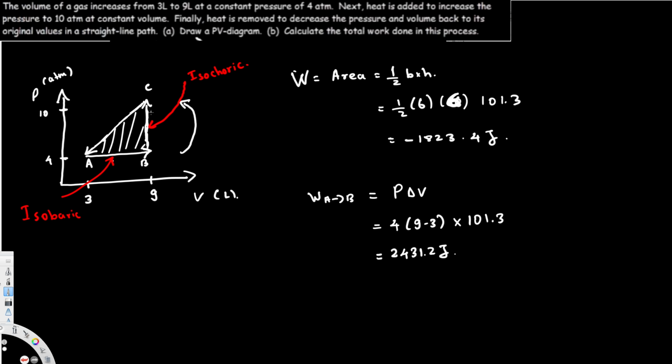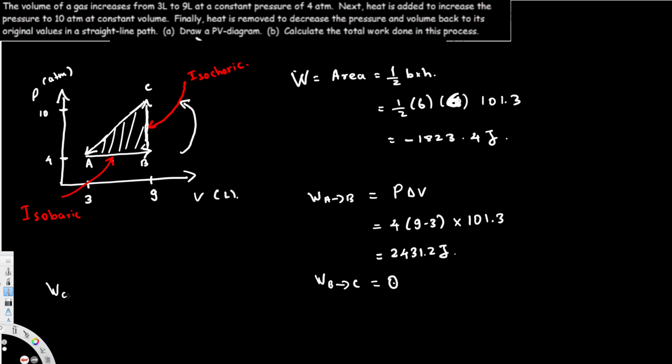And let's move to this one right here. Since this is an isochoric process, the work is always going to be 0. So W B to C is going to be 0, since that's isochoric. So let's see what happened to the CA.